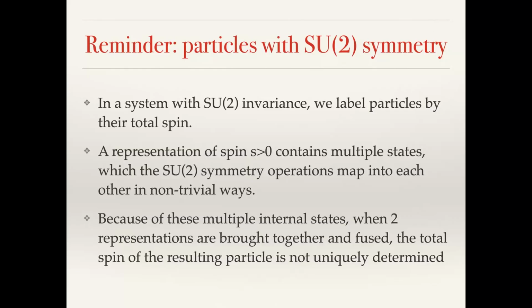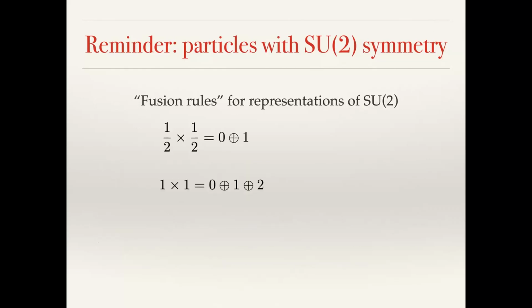And the second thing that you're familiar with from SU2 is, of course, if I take 2 particles that have different spins and I moosh them together in space, because there are multiple internal states in these irreducible representations, unless one of the particles has spin 0, there's more than one type of particle that I can get out, where here type of particle is labeled by its total spin. Okay? And this obviously is different.